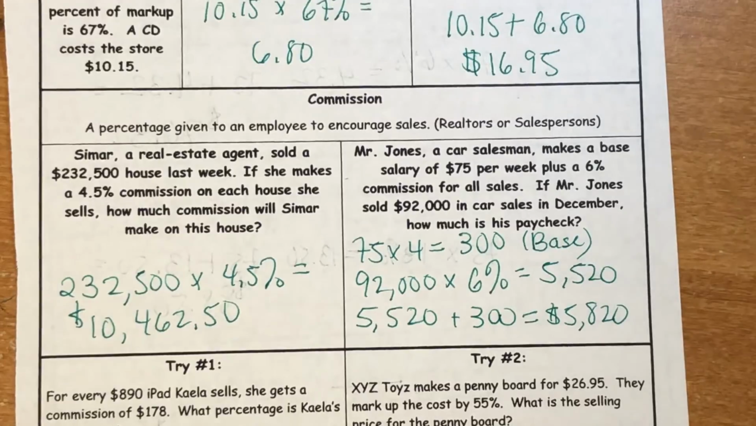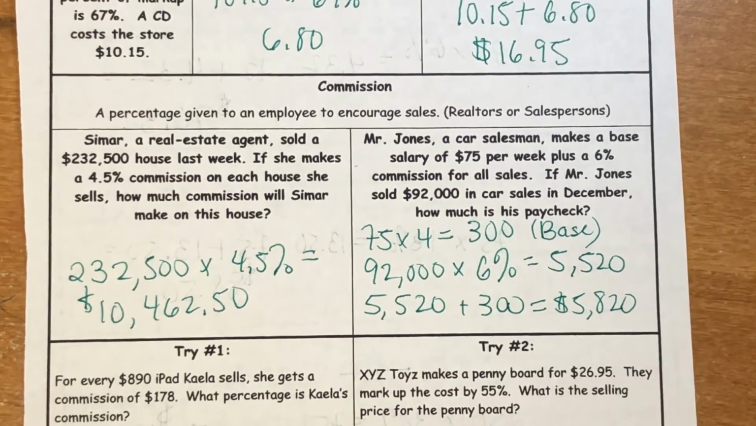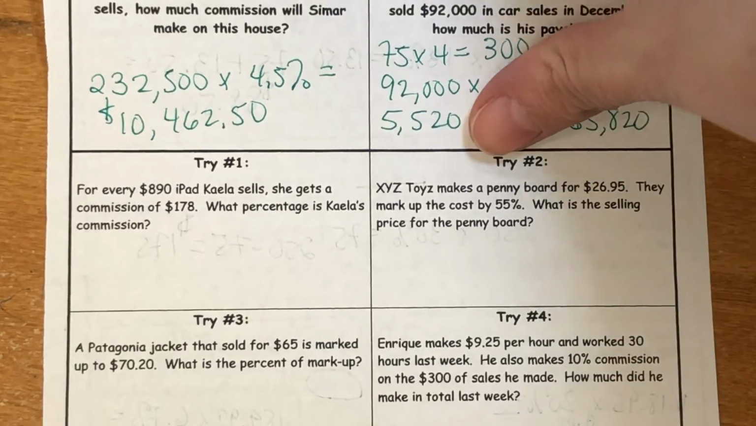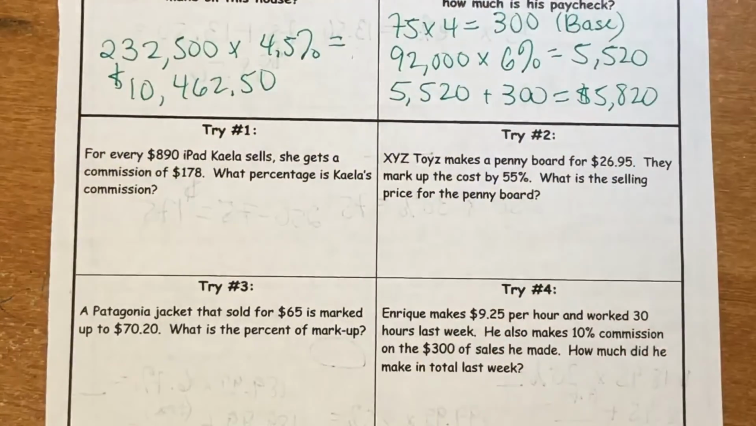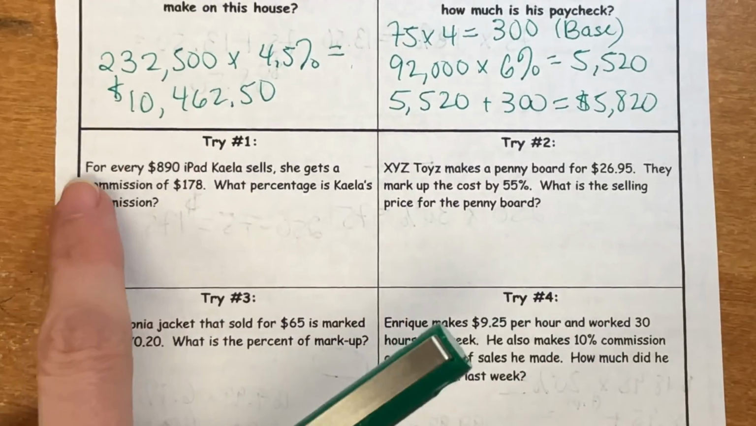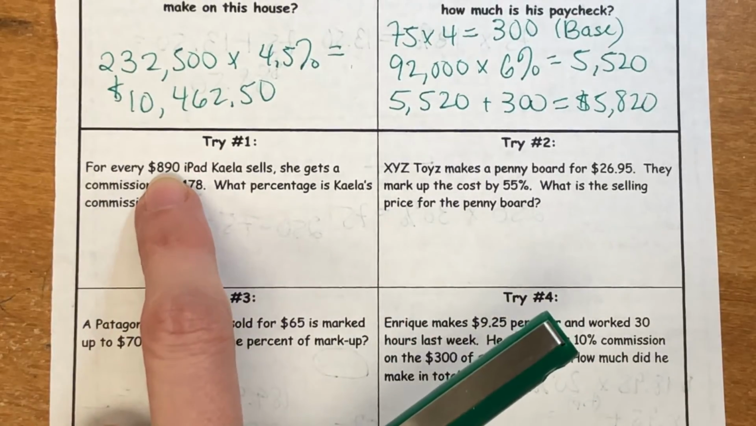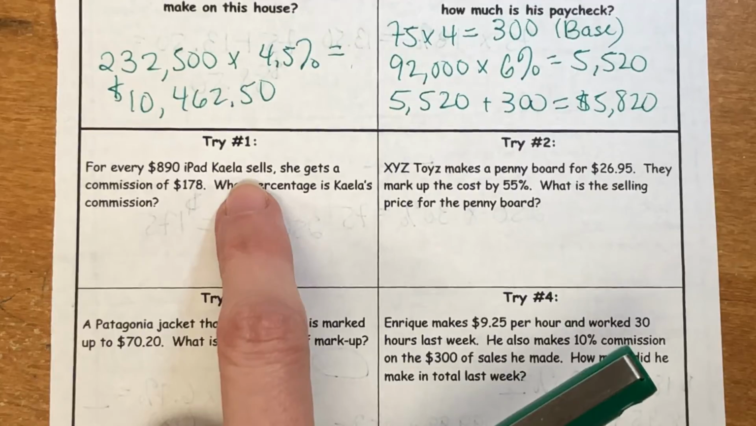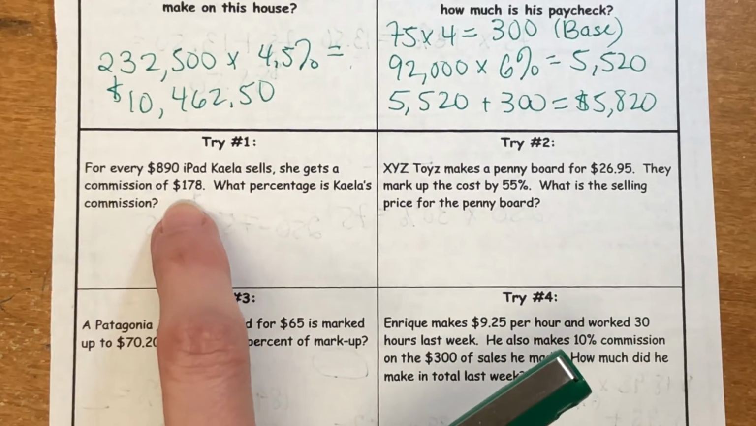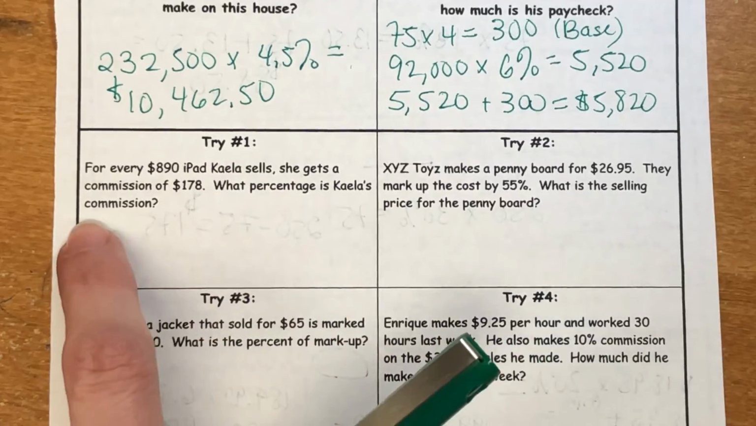Remember, commission is a percentage of what the sale is. Okay, so let's take a look at the You Try Its, numbers 1, 2, 3, and 4. Okay, so You Try It 1: for every $890 iPad Kayla sells, she gets a commission of $178. What percentage is her commission?